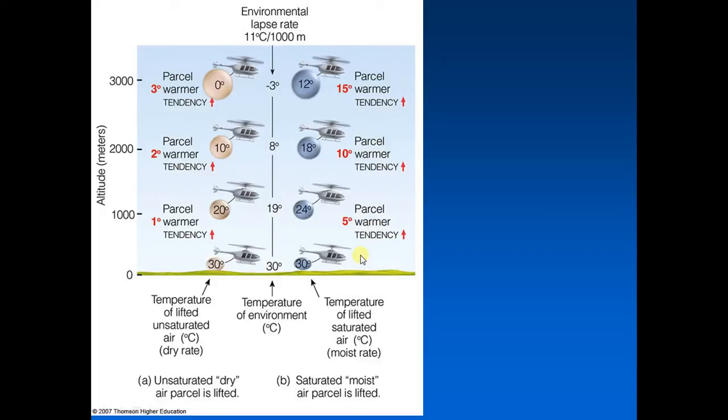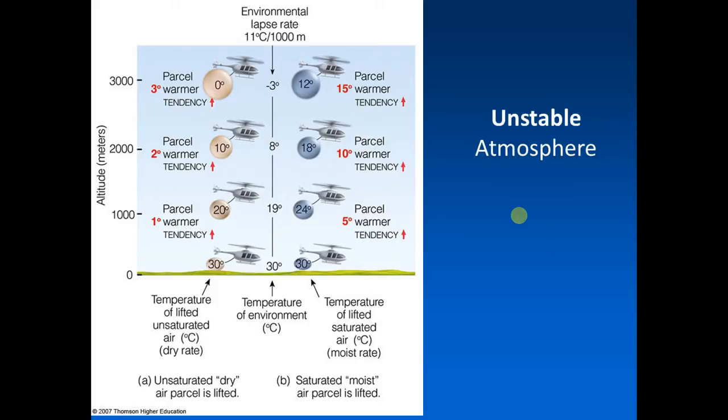Now let's look at a case where the air parcel at the surface is saturated initially. It will cool at the moist adiabatic lapse rate, only 6 degrees Celsius per 1,000 meters. Now, parcel is only lifted 1,000 meters. It's cooled only to 24 degrees Celsius. The environment is 19 degrees Celsius. So it's 5 degrees Celsius, about 9 degrees Fahrenheit, warmer than the environment. So it definitely wants to rise. And as it continues to ascend, it gets even warmer than the environment, and so it wants to rise more. So what you see in this case for the saturated air parcel is an even more unstable case than the unsaturated parcel, because as it's becoming even warmer than the environment, it wants to rise even more.